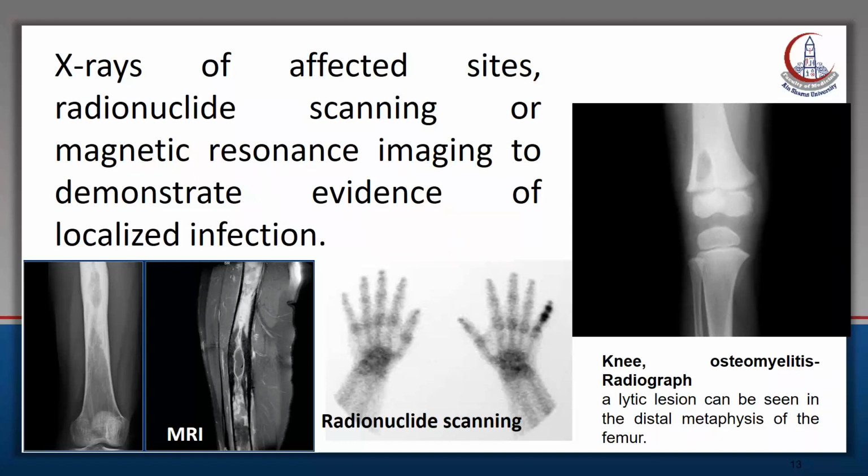Like here, it's a lytic lesion in the metaphyses. Especially here, because the most common mode of transmission is hematogenous transmission. So it's the most vascular area of the metaphyses of the bone. That's why most of the lesions are located in this part. Okay, clear?